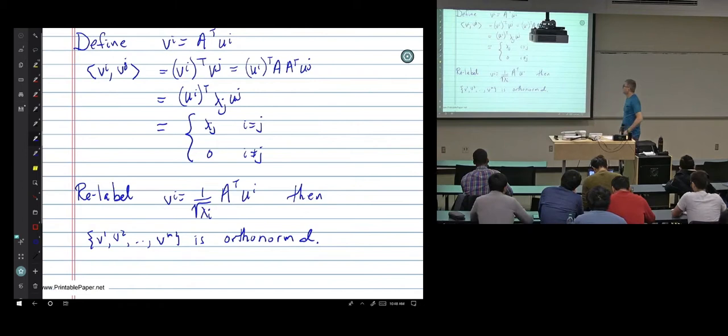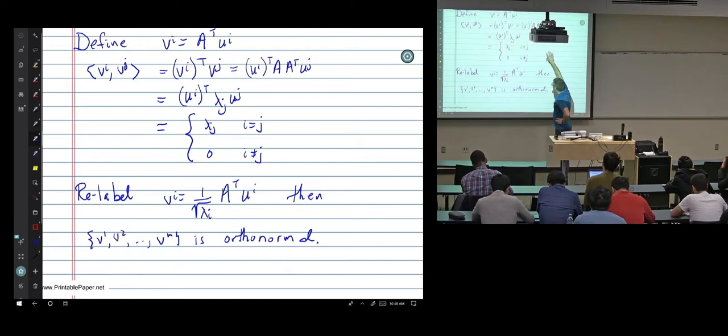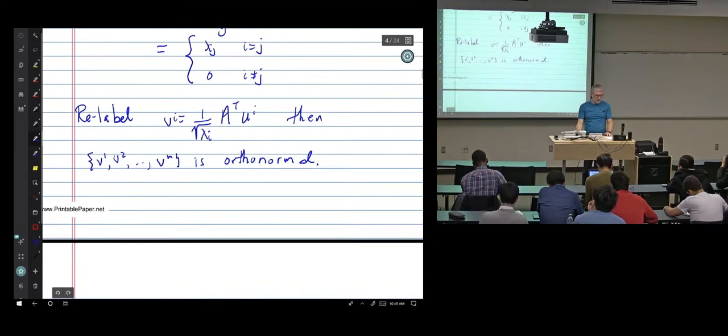Okay, so I started out with A times A transpose. I used the eigenvectors to build an orthonormal basis, and now from that, with a simple operation, we can check those parts. We checked that those vectors are now orthonormal.